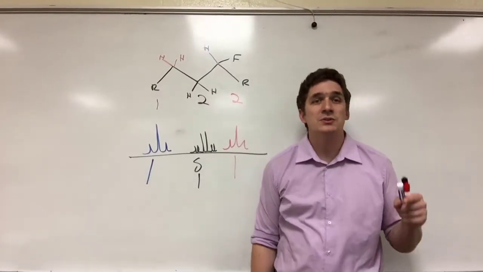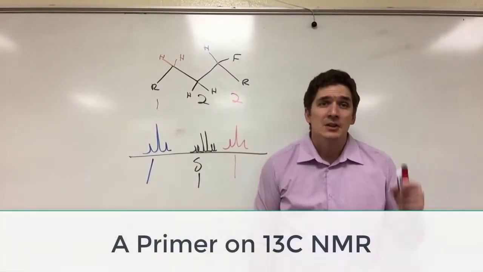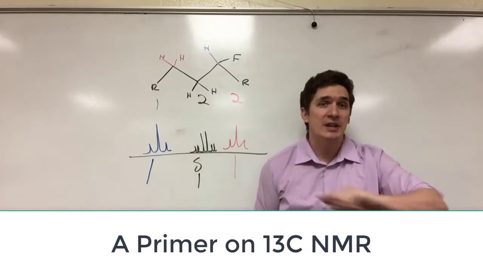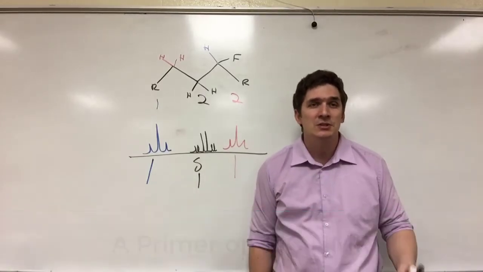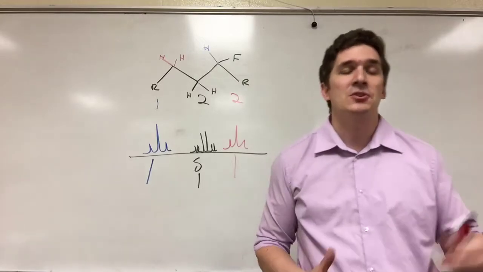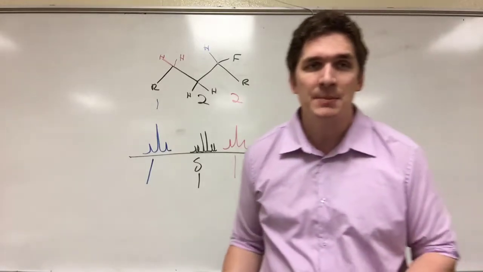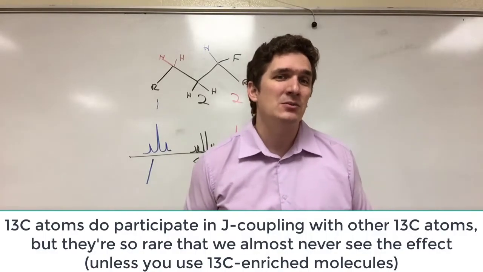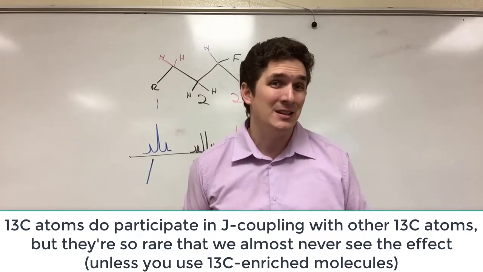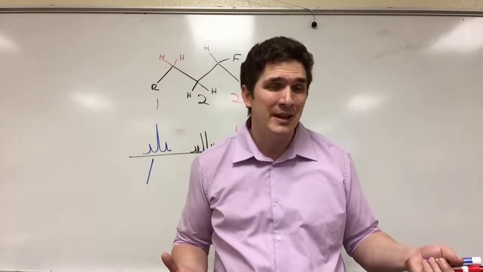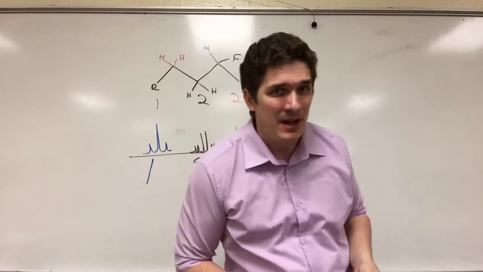All right, crash course on carbon-13 NMR. Carbon-13 NMR is substantially easier to analyze because we don't have J coupling. Now, full disclosure, carbon-13 atoms do participate in J coupling, but because the odds of finding two carbon-13 atoms next to each other naturally is like 0.1% or less, we don't really see this effect.